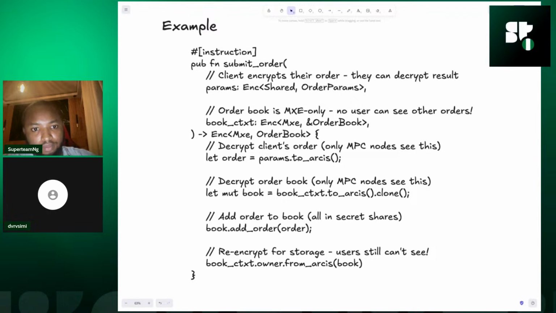So again, we're coming back to this function. This to-Arcis basically lets you convert this parameter to an Arcis type that you can make computations on. You remember we talked about those secret shares. This is what converts all of those parameters to the shares. Then at the end, it goes back from Arcis to something that you can decrypt on your own end.